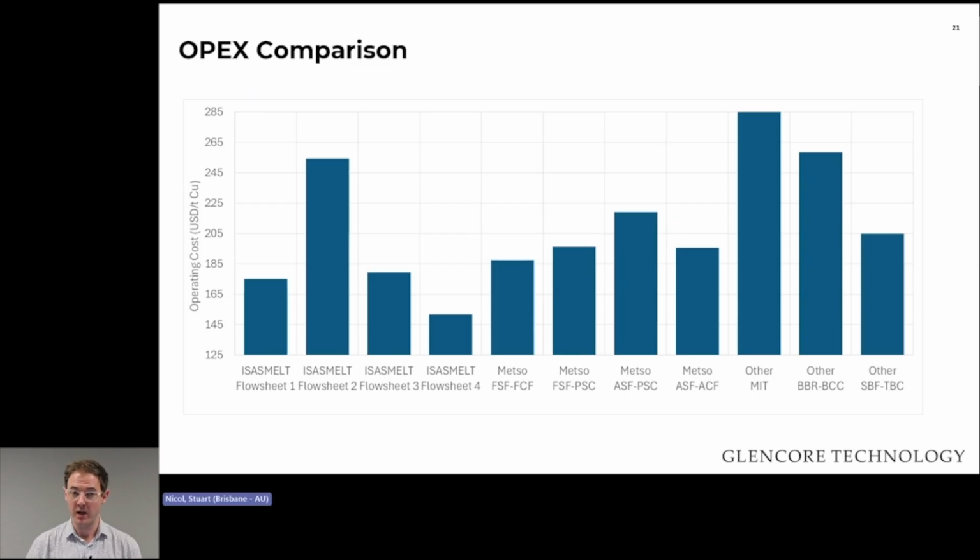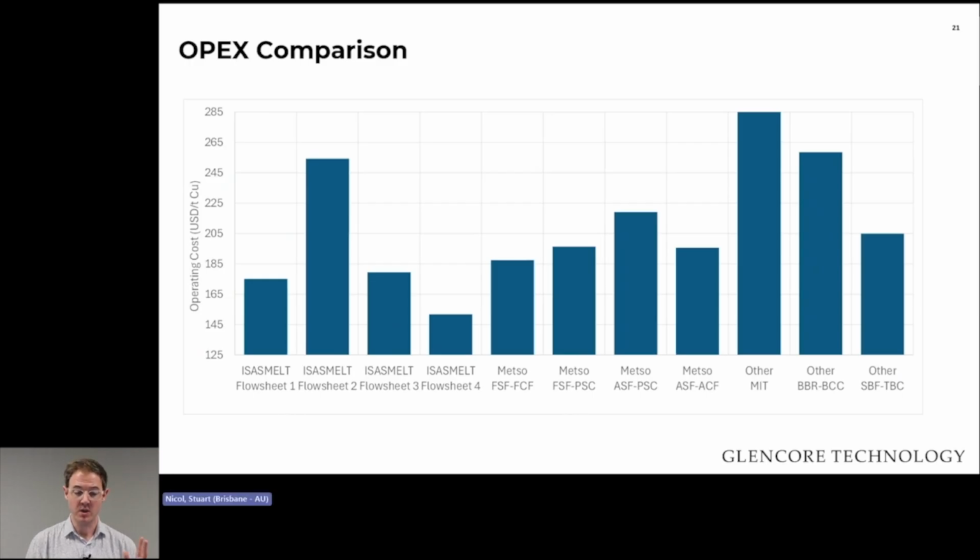So if you just picked a random Isasmelt flow sheet and tried to assess it against other technologies, you might not be providing the best flow sheet, best assessment, best reflection of the technology. And it's always important to take into consideration the chop, change, mix and match, and what you can do with the flow sheet to make them as good as possible.